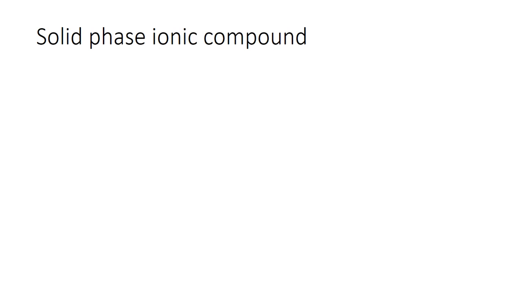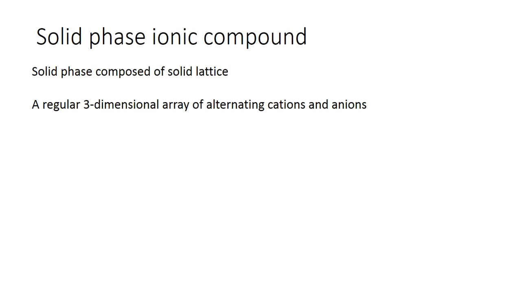Now, as I said earlier, the ions exist in solid phase as three-dimensional structures. The three-dimensional structures that ions exist in solid phase are known as solid lattice. By definition, a solid lattice is a regular three-dimensional array of alternating cations and anions. Cations and anions are the positively charged and negatively charged ions.